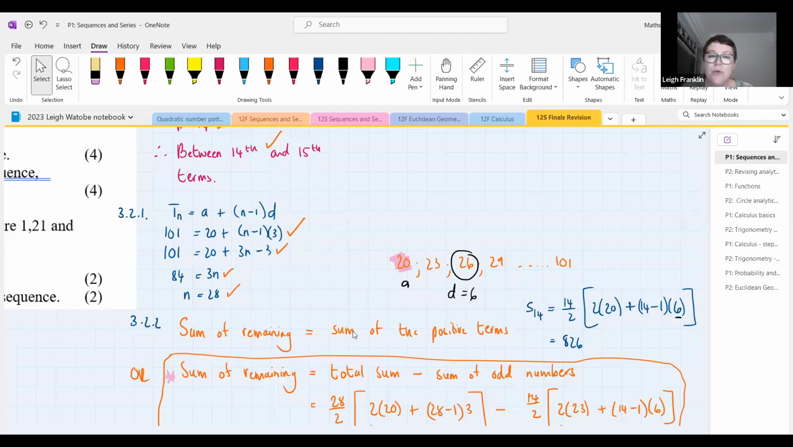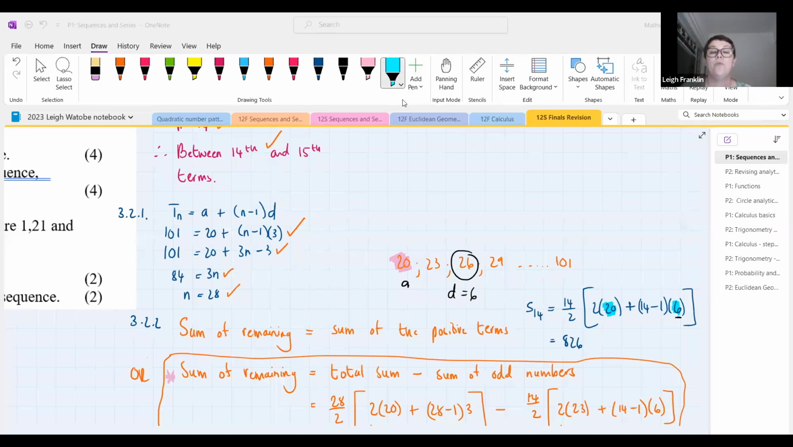If I was doing the total sum minus the sum of the odd numbers, then the first number in the pattern that's an odd number would be 23. Does that make sense, Jamie? So here I'm doing the sum of the even numbers, beg your pardon. So the first even number is 20, and the difference between the even numbers is 6.